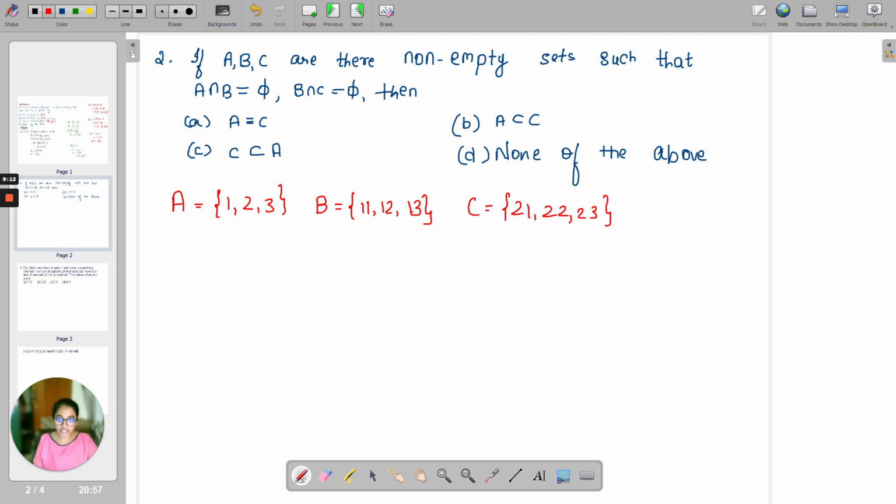Right? Is C a subset of A? Is 21, 22, 23 present in A? No, right? So the answer for this question is D. That is none of the above.